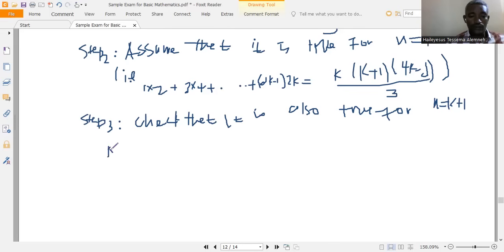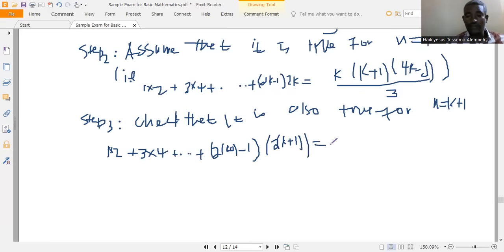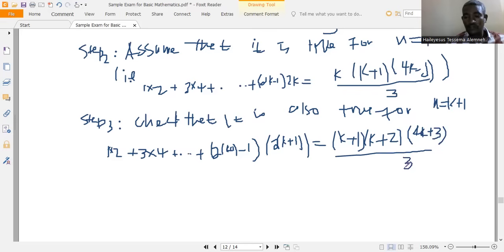Which is 1 times 2 plus 3 times 4 plus up to 2 times (k plus 1) minus 1, times 2(k plus 1), which is equal to (k plus 1) times (k plus 2) times (4k plus 3) over 3. We need to show that it is true.